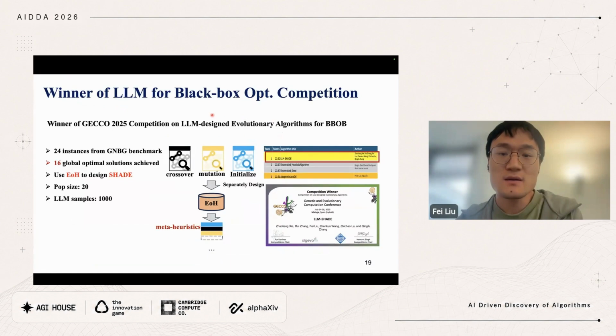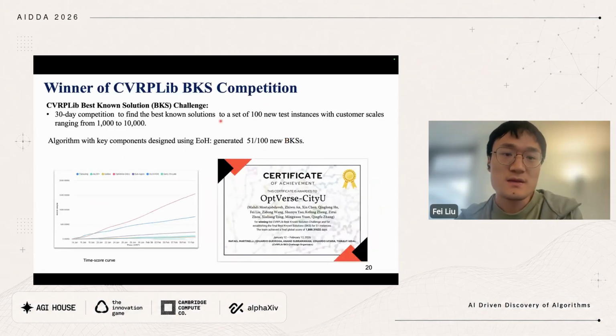Here is a competition on LLM-based black box optimization. We used EoH and LLM4AD to design the metaheuristics, and we won the championship. Fortunately, we are the winner. This is CVRPLIB, a best-known solution competition for large-scale vehicle routing problems, and we also won the championship, generating 51 new best known solutions with the automatically designed algorithms.